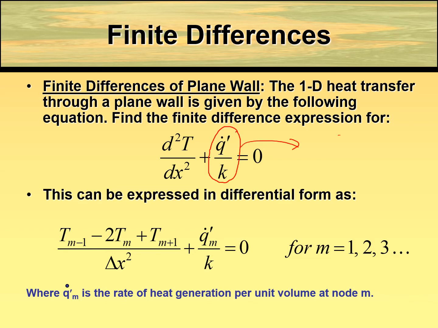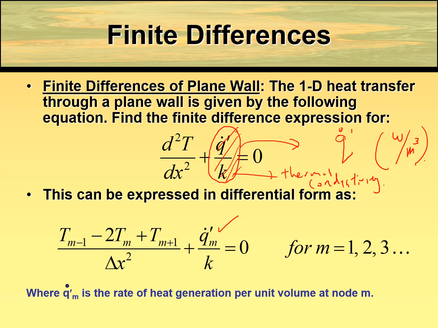Your heat generation is given by this formula, I mean this symbol. So this is the heat generation. The unit is watts per meter cube, right? K is your thermal conductivity, which is a property of any material. If you have heat generation, then this term comes into the equation. If you don't have heat generation, then this is ignored. But if you have heat generation, then you have to add this in.